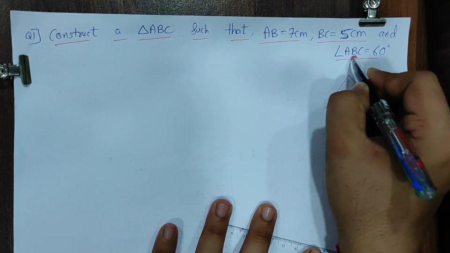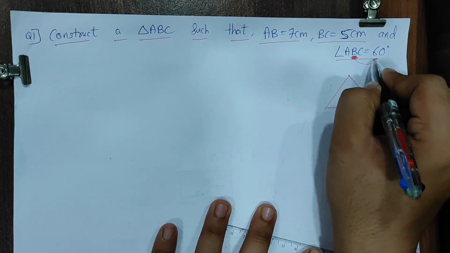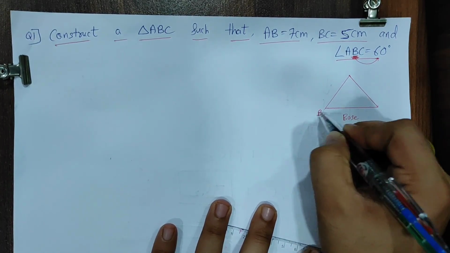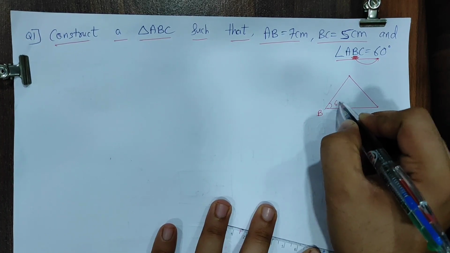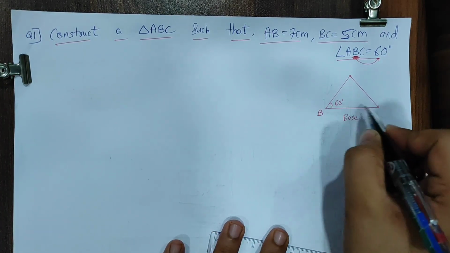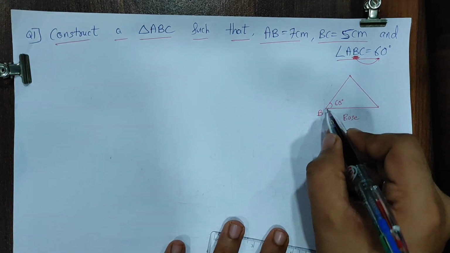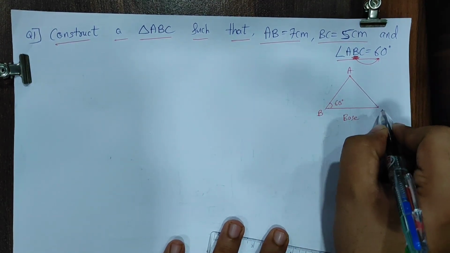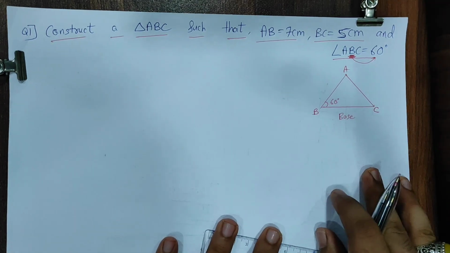Basically in the middle I have angle B, so angle B is 60 degrees. If I say this is B, then this 60 degrees is given to me. First mark the angle always. You can also take B over here, but preferably I take it over here. So this becomes triangle ABC, and this is 60 degrees.